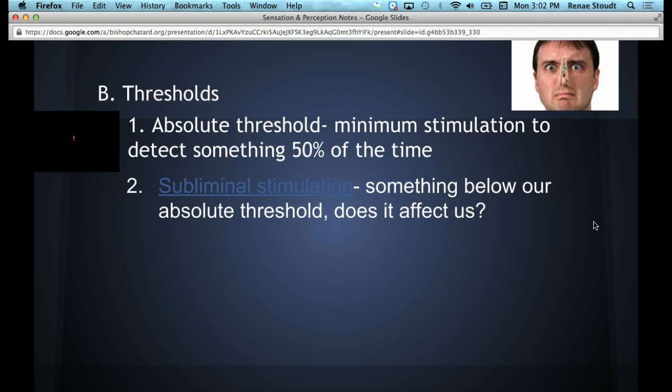Okay, subliminal stimulation, subliminal messages, on the other hand, are going to be where it's below our absolute threshold. So this is something that is below your threshold where you would hear it or see it or smell it or taste it or touch it 50% of the time. It's below that. So that means that subliminal messages are things that you would only pick up very occasionally, less than 50%. Okay, so do subliminal messages affect us?